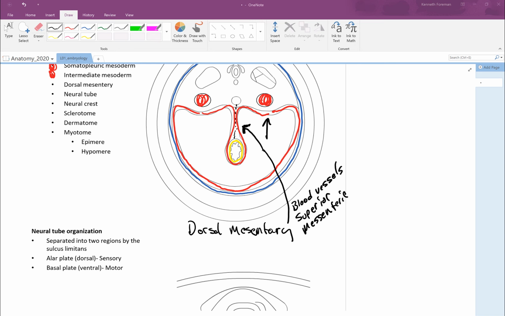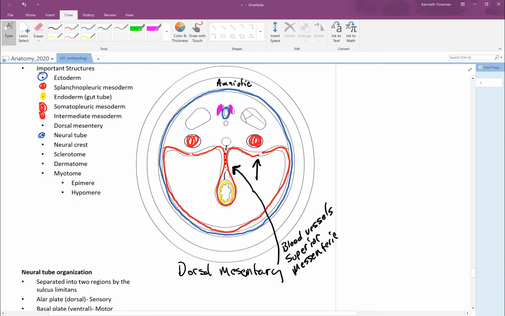Next, we have the neural tube. Neural tube was derived from ectoderm, and that becomes your brain and spinal cord. We have neural crest. Those neural crests are on each side, and those will develop into all the sensory neurons of the body, and then also second order neurons of the autonomic nervous system, which we'll talk about, or postganglionic neurons, I should say.